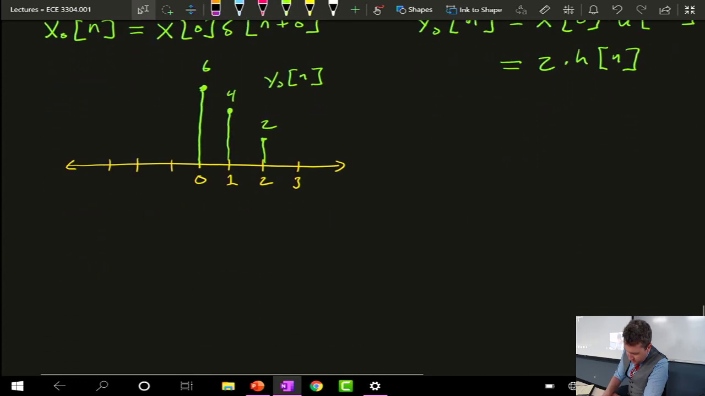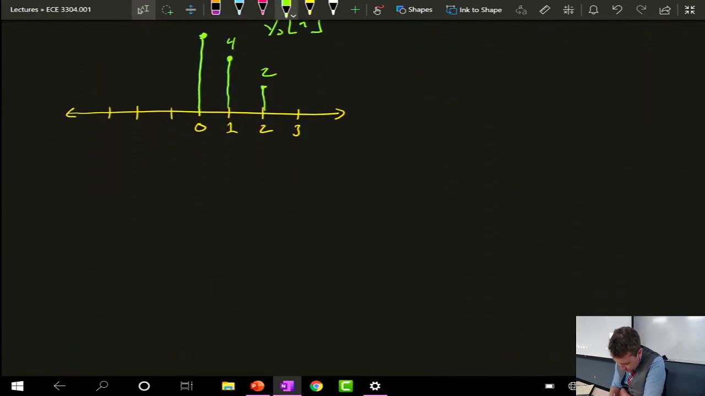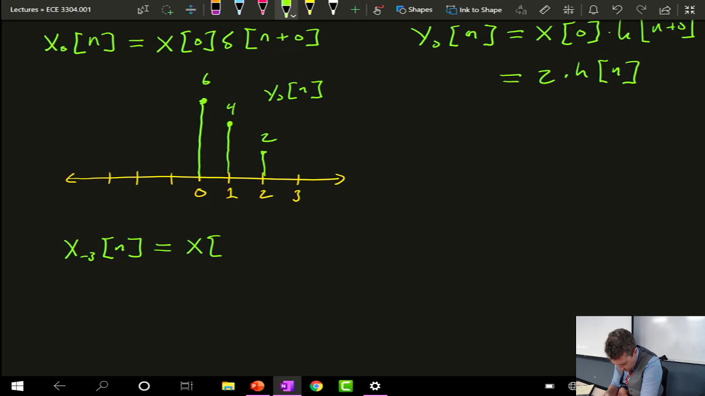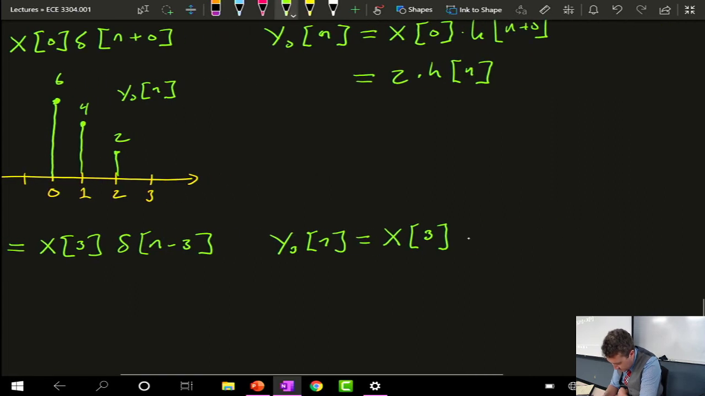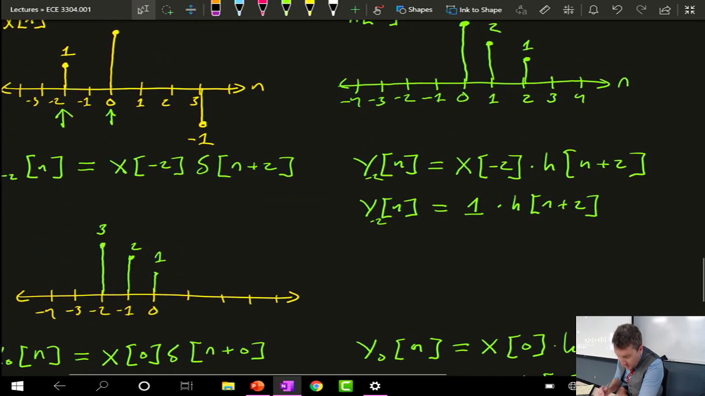Okay, next step. The last one, there's only 3 samples here, is at 3 we have -1. So we want to know x of 3 of n is equal to x of, not -3, +3. X of 3 sampled at n -3, which means that our y of 3 of n is equal to x of 3 times h of n -3. Now x of 3 is equal to what? -1.